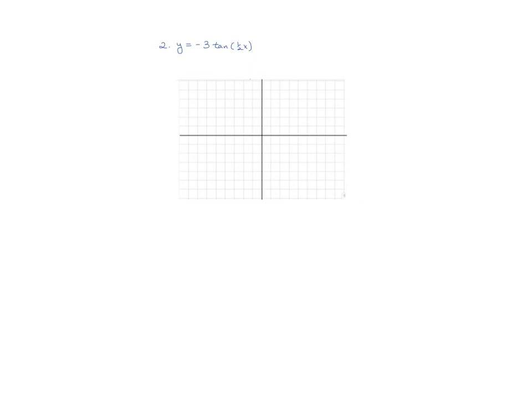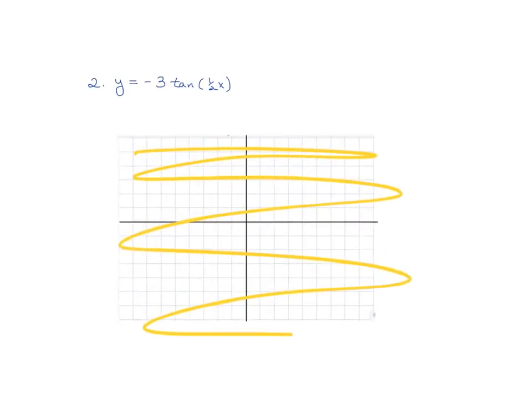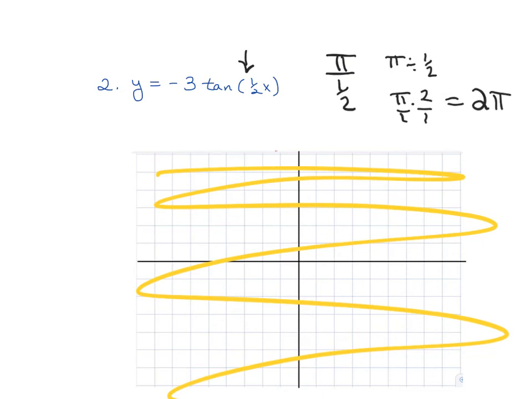All right, the next one. This time my speed change is 1/2. So this one's going to go slower. So I'm going to take my pi. I'm dividing it by the 1/2. So this becomes pi divided by 1/2. Keep change flip. So this becomes, my cycle is now going to take me 2 pi.